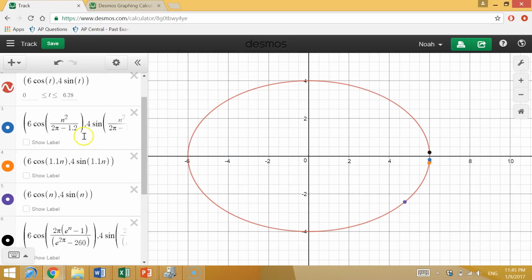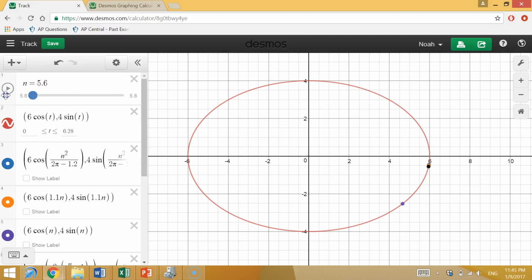Let's see if that's what I did. Yep, looks like I did 1.2. So now, on this last one, the champion at the very end, if I change this back to 0 to 2 pi, 6.28, and I run from 0, the black initially looks like it has no chance.